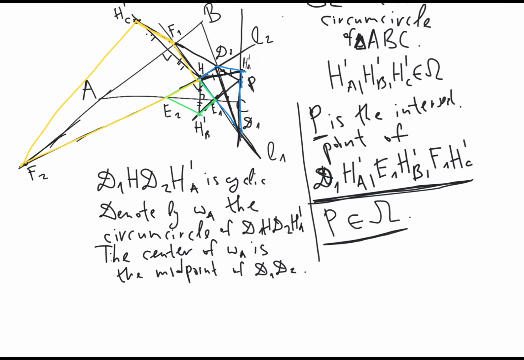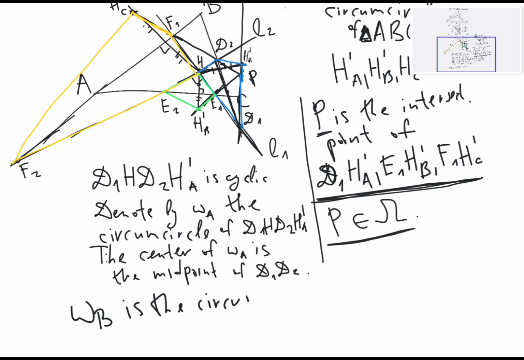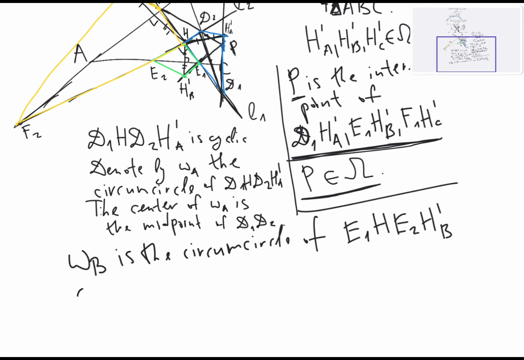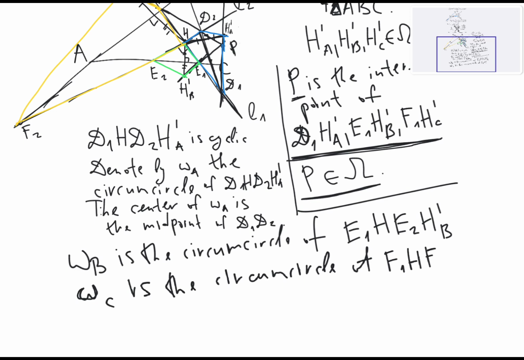So we denote the circumcircles of these quadrilaterals by omega A, omega B, and omega C. So omega B is the circumcircle of the quadrilateral E1 H E2 HB prime, and omega C is the circumcircle of the quadrilateral F1 H F2 H C prime, the yellow quadrilateral.